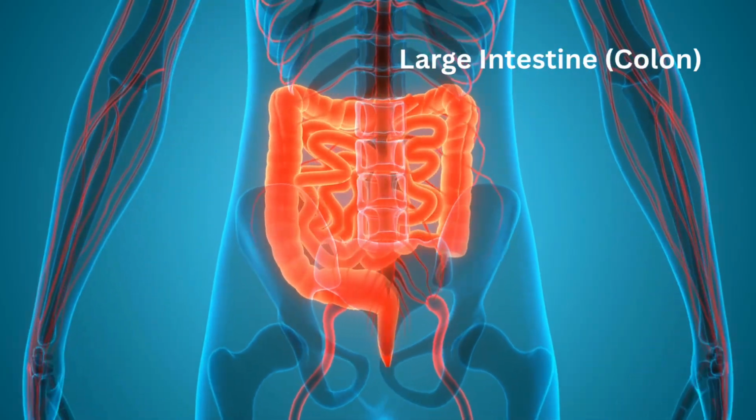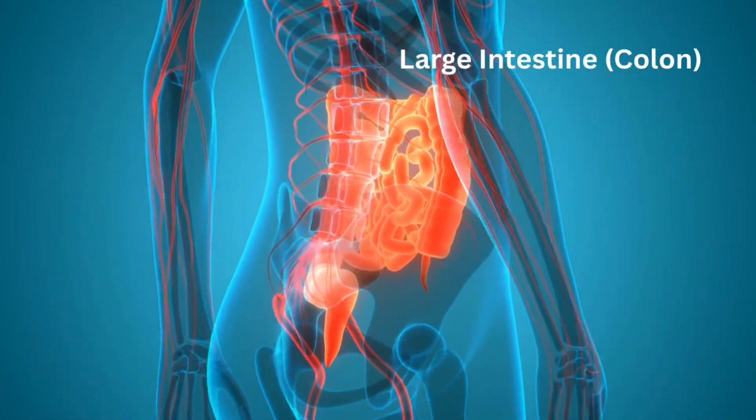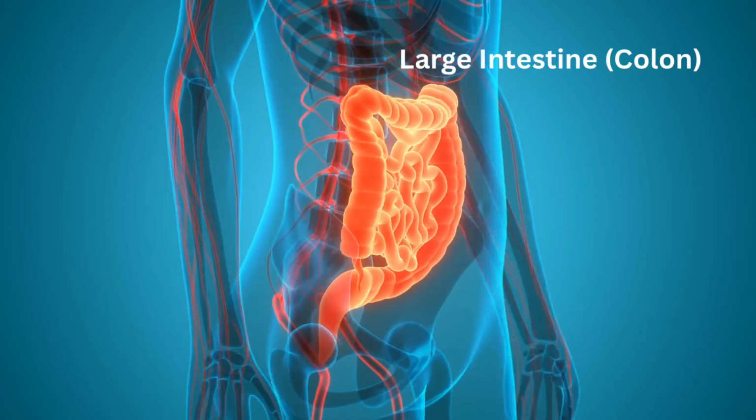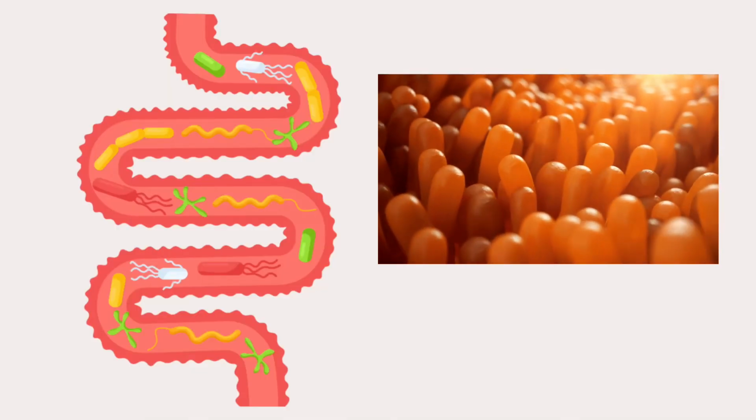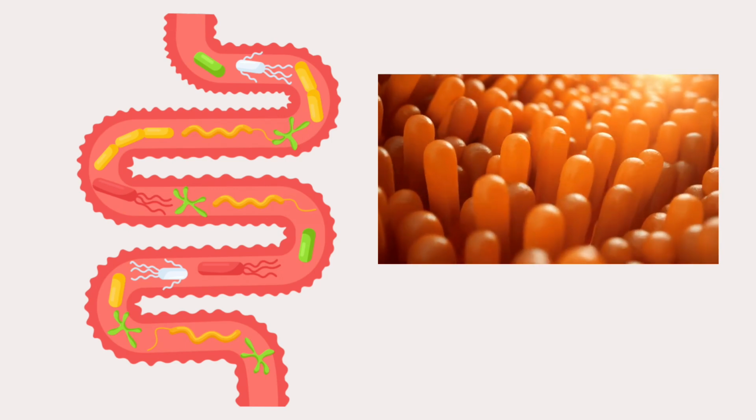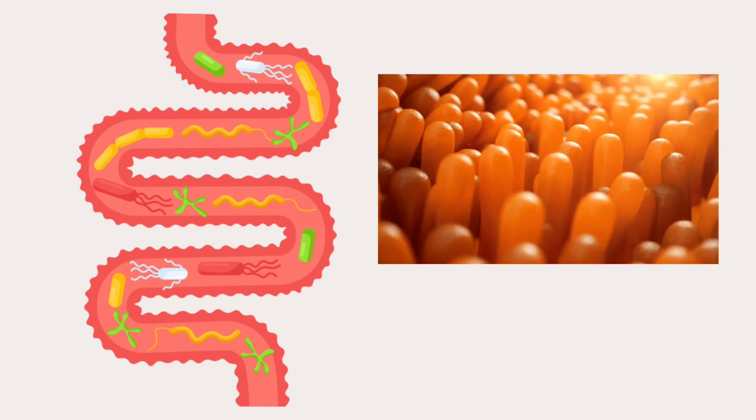The next part is the large intestine. It is also called the colon. Here, water is absorbed from the leftover food. Good bacteria help break down what is left. This turns into solid waste.